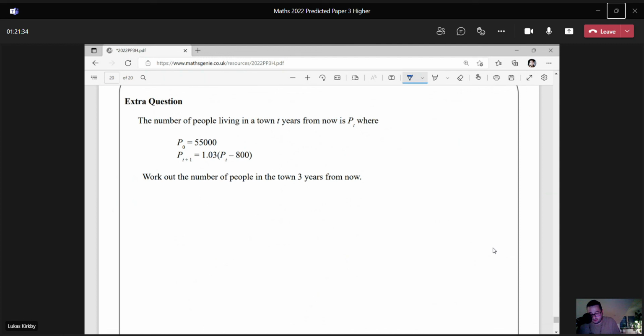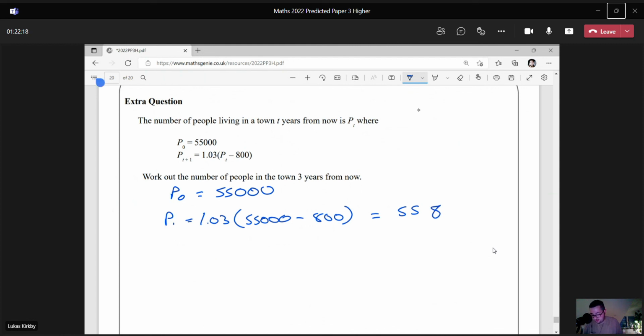So we know that p_0 is 55,000. So p_1, using our formula, is going to be 1.03 brackets p, the one before, which is 55,000, minus 800. So we'll just use our calculator: 1.03 brackets 55,000 minus 800. That gives me 55,826. Okay, and then we just keep going.